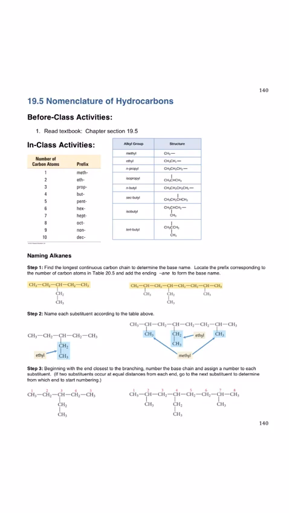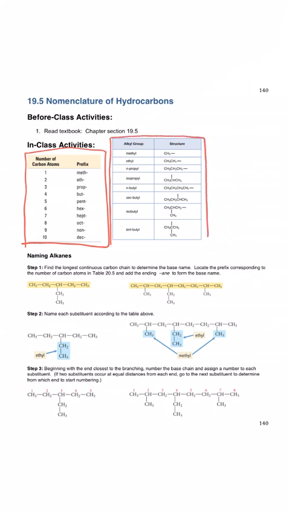In this chapter section, we will discuss how to name hydrocarbons. We will start with naming of alkanes. We are going to describe the number of carbon atoms in the hydrocarbon by using the prefix, and we are going to describe the attached group, or the substituent group, with the alkyl group.